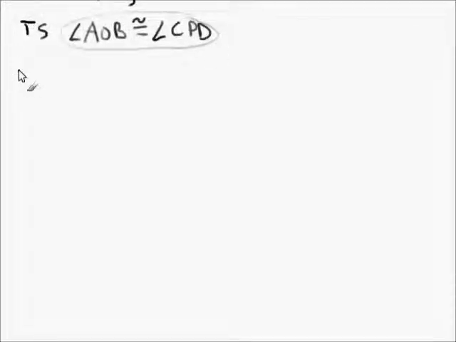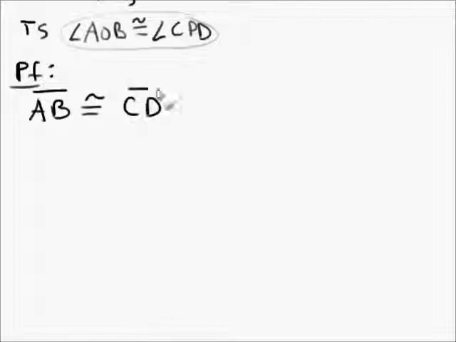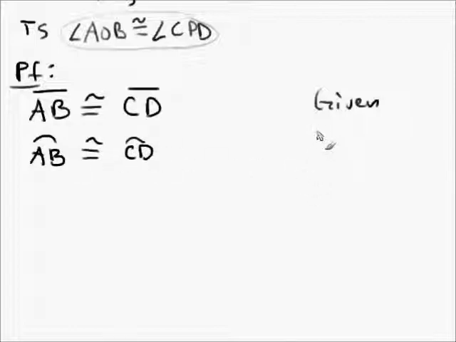Proof. Segment AB is congruent to segment CD. We were given that. Next, I'm going to say that implies that arc AB is congruent to arc CD. Why? Well, we were asked to prove it in problem 27.